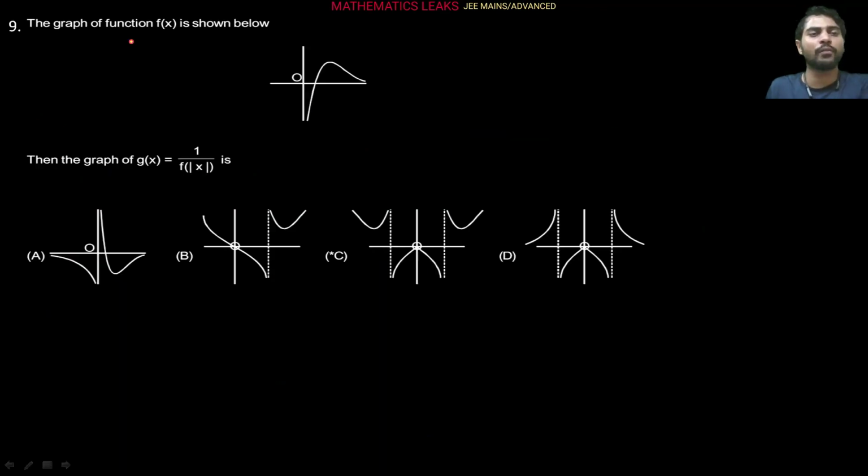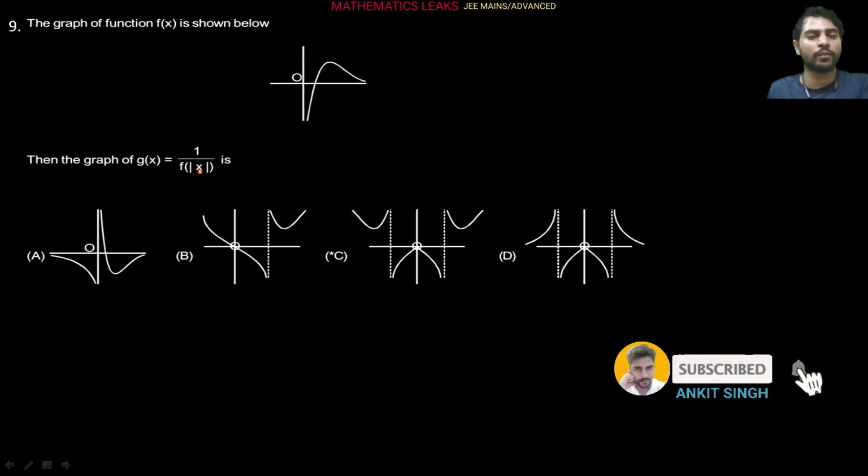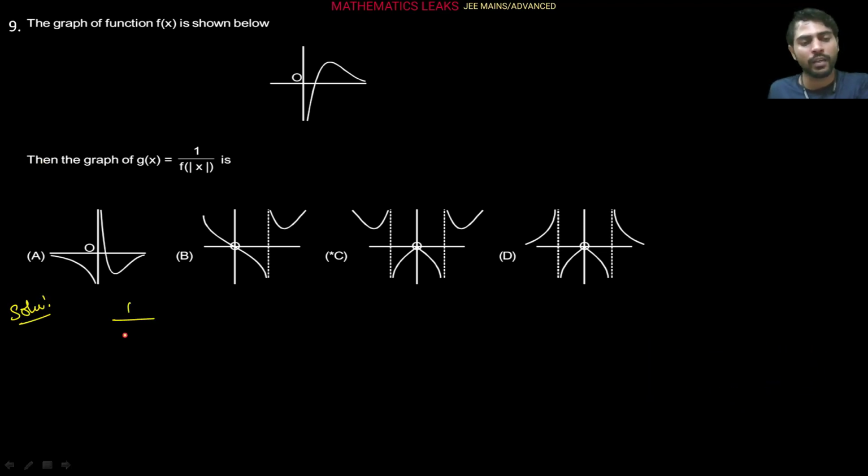Next question: the graph of function f(x) is shown below. Then the graph of g(x) equals 1 upon f of mod x is. For this we have to first analyze the graph of 1 upon f(x) when x is greater than 0, and then take its mirror image about the y-axis, which will be the overall graph of 1 upon f of mod x. We have already discussed two graphical questions in this video, so from there you can easily get the idea. The same concept has been used in the previous two questions.